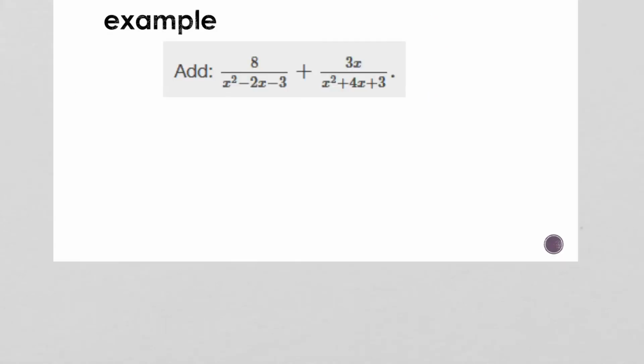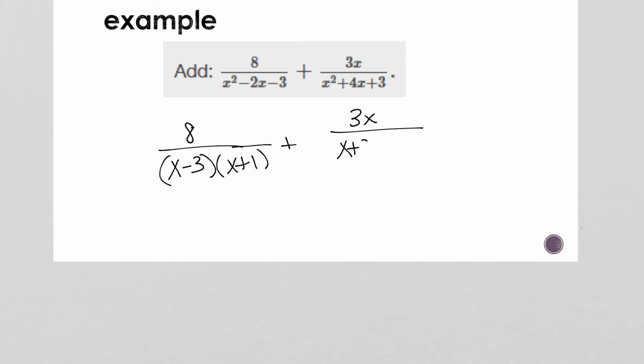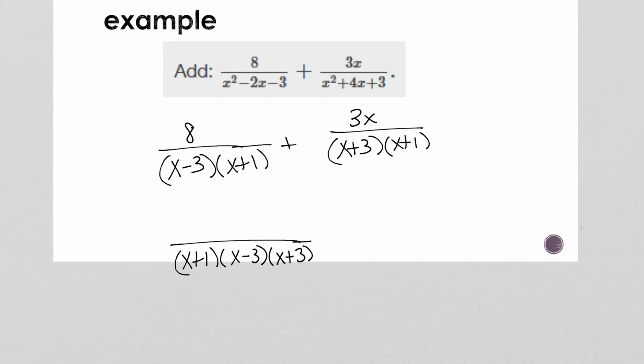Okay, on to the next example. Let's rewrite these in factored form. So I've got 8 over x minus 3, x plus 1, and then I've got 3x over x plus 3, x plus 1. So remember, our LCD has to have at least one of every piece, right? This and this match, I only need one of those, okay? So we would have our LCD as x plus 1, x minus 3, x plus 3.